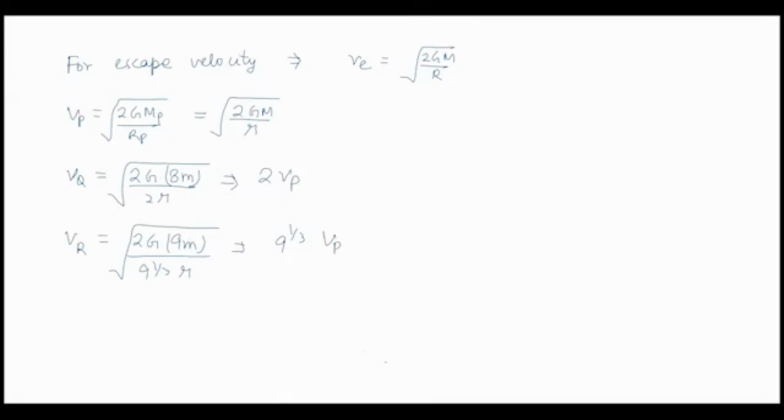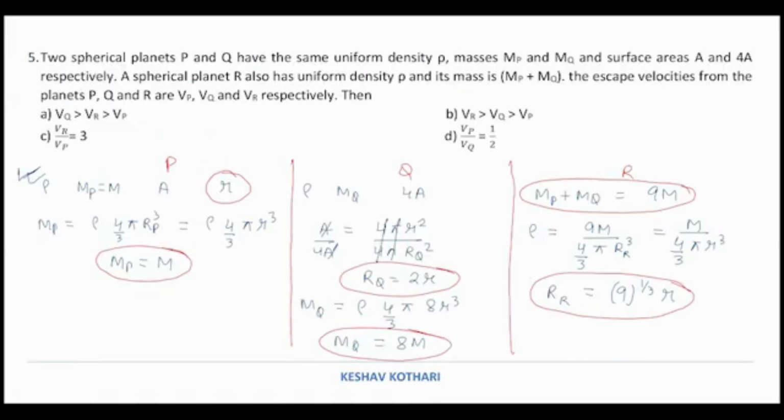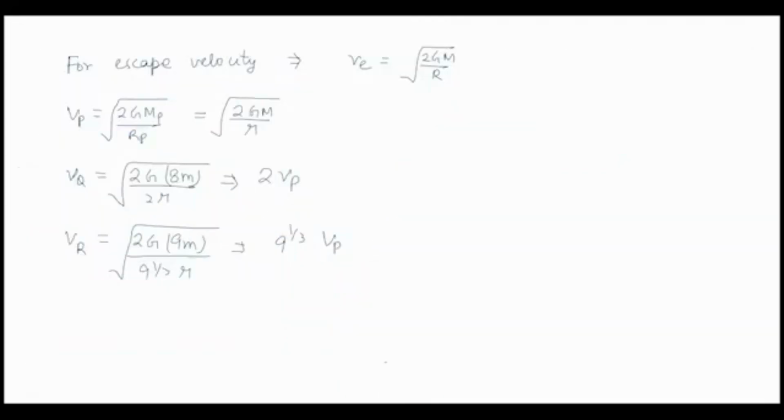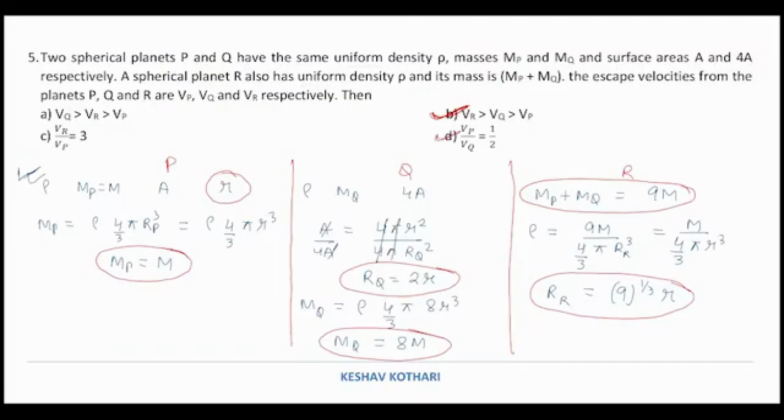So now if we start looking at the options, the first one, the sequence which it is talking about, is incorrect. The next one, the sequence which it is talking about, that is Vr greater than Vq greater than Vp, is the correct alternative. So B is correct. And then it is talking about the ratio, Vp by Vq. We have obtained Vp by Vq is equal to half. So this is also correct. So B and D are correct alternatives. The C option is again incorrect. So for this problem, B and D are correct alternatives.